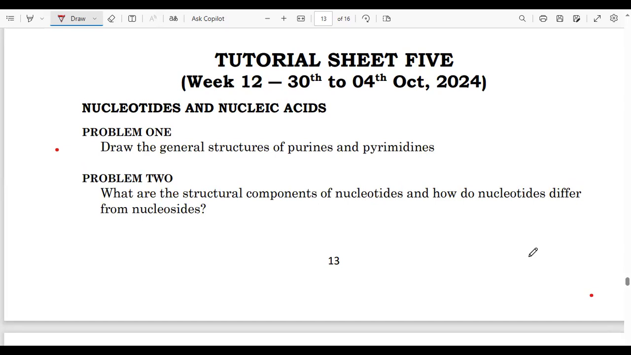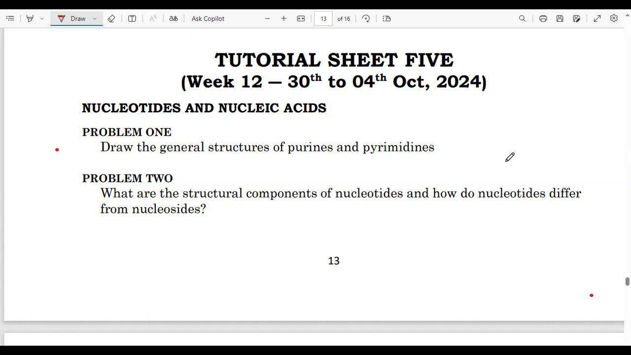In this session, we simply want to revise some questions on nucleotides and nucleic acids. I hope you've also been doing your own research. These are the questions that we are going to do. I got them from your tutorial sheet, from your tutorial manual. I'll go straight into the questions. As usual, if you don't understand anything, please feel free to ask.